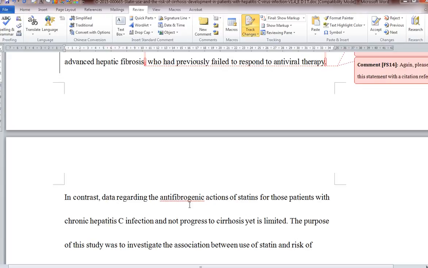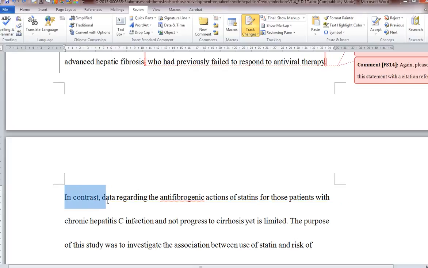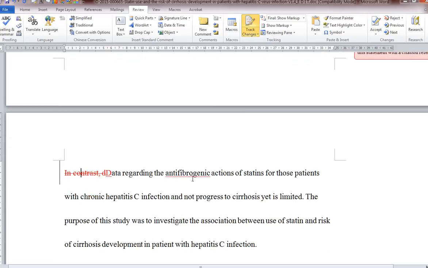Okay, in contrast, data regarding, it's not bad, but I don't really see why this is necessary. Sometimes I might just leave a comment stating, please consider omitting this. The reason for this phrase is unclear. However, I'm pretty sure it's unnecessary. If I am wrong, the author, it's always his or her prerogative to reject the change. Okay. Data regarding the anti-fibrogenic. Okay, this anti is fine. We're nice and consistent there.